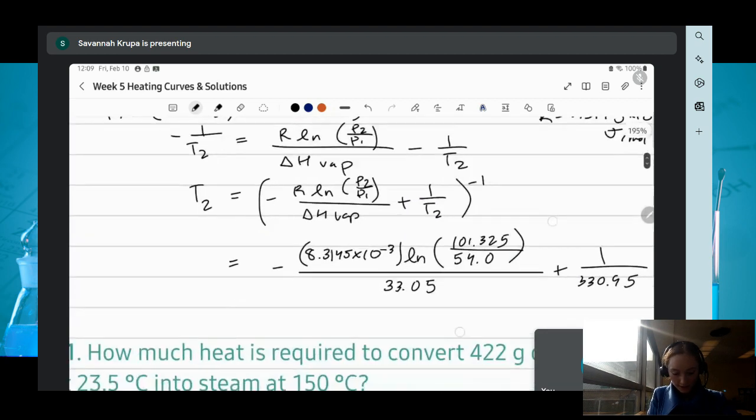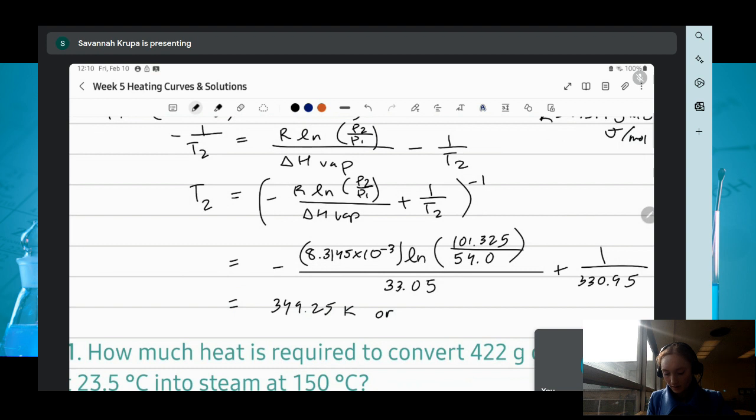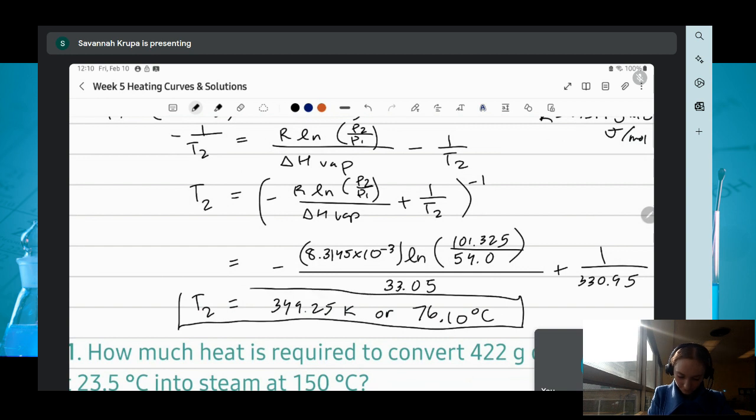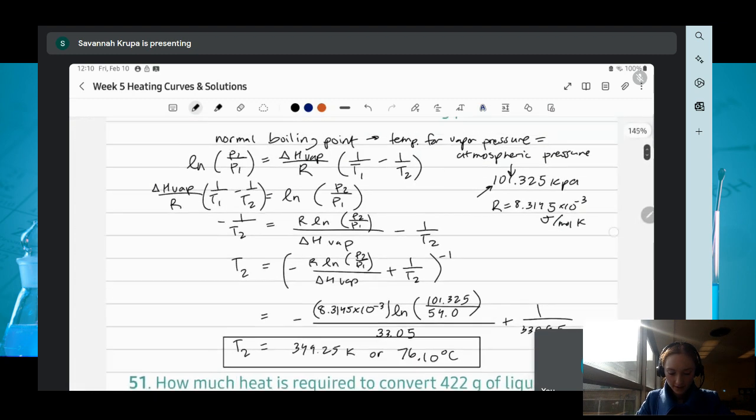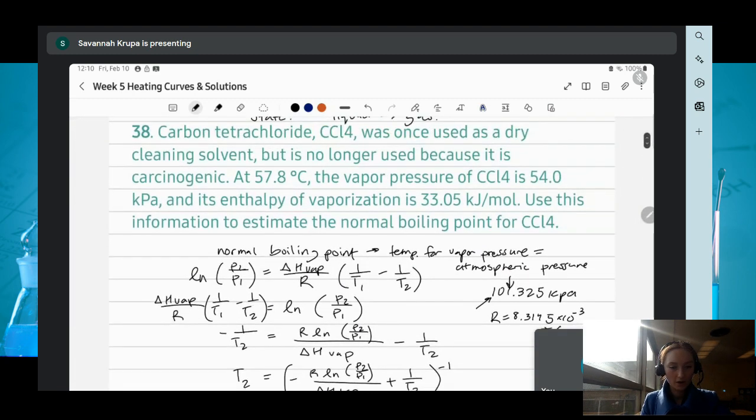And so multiplying all of that out, we will get a value of 349.25 Kelvin. Or when you subtract the Kelvin conversion, it will also be 76.10 degrees Celsius. So that is the answer for this one. Basically, you just want to keep track of what's what, and it's easier to solve for whatever you're trying to find in the very beginning before you add in all your values and then move things around. I think that's one of the easier things to do. Okay, now that we have solved 38, let's move on to the next problem.